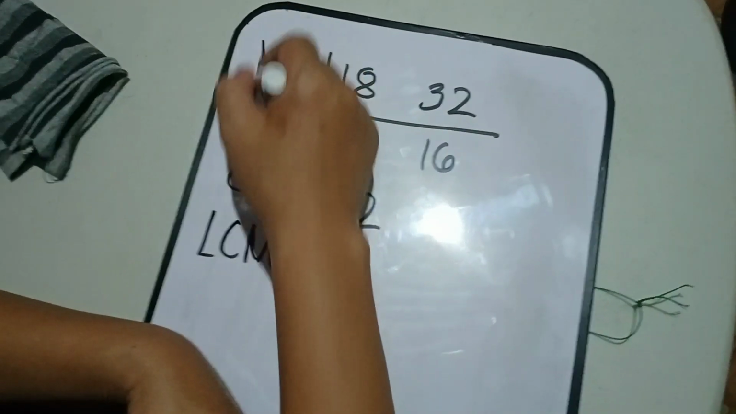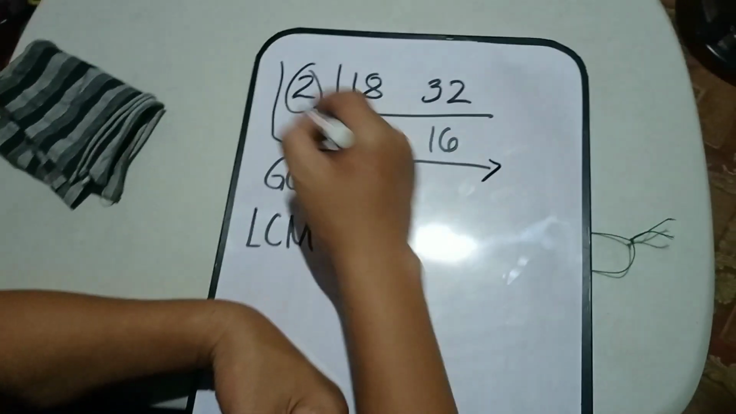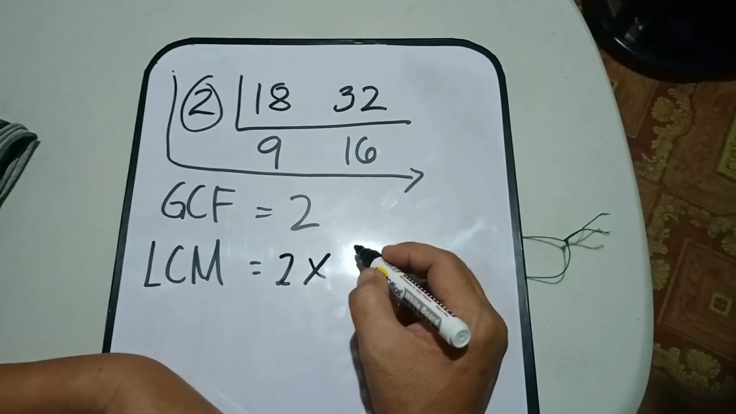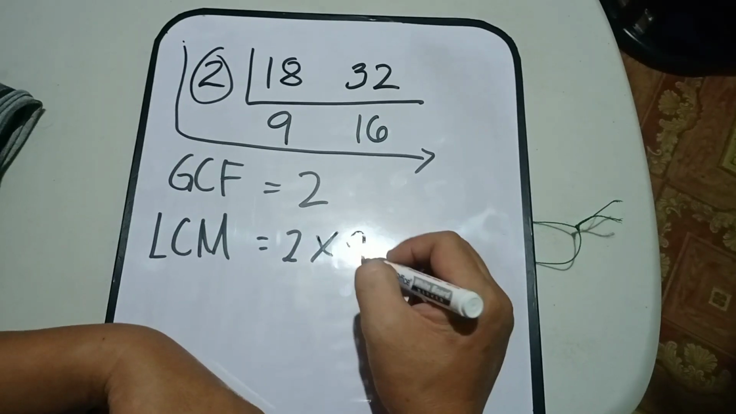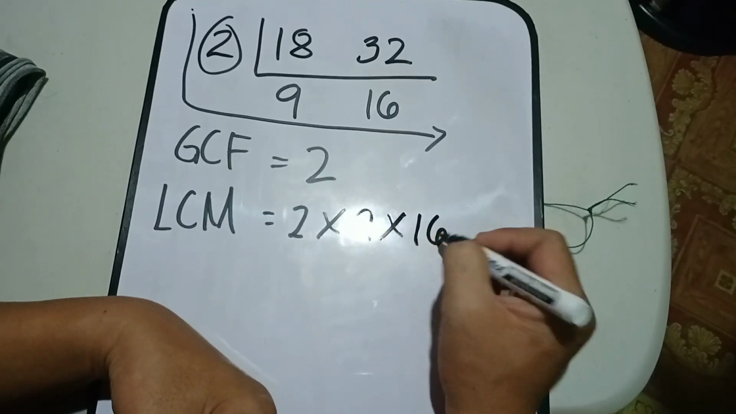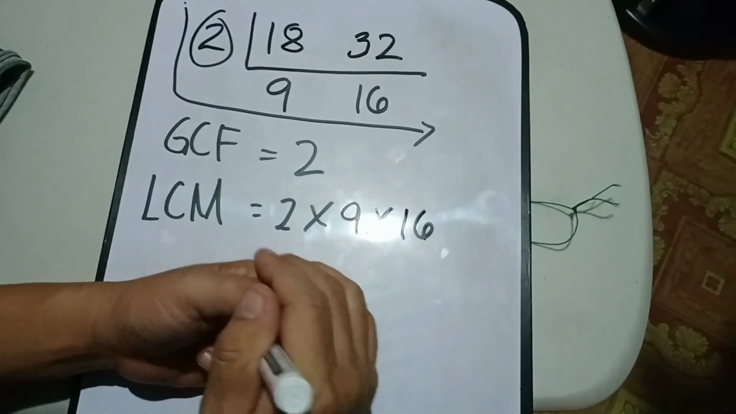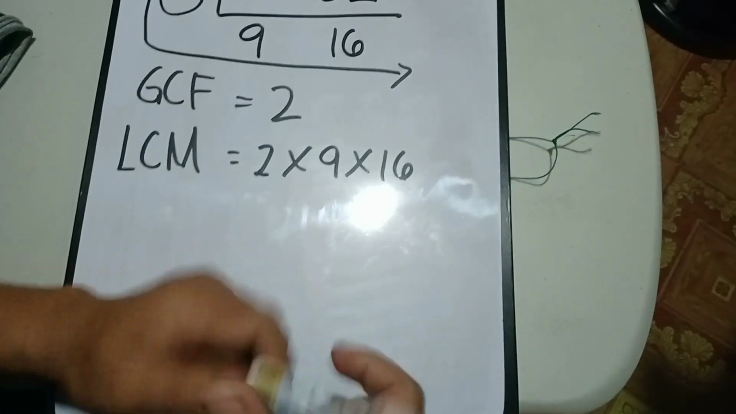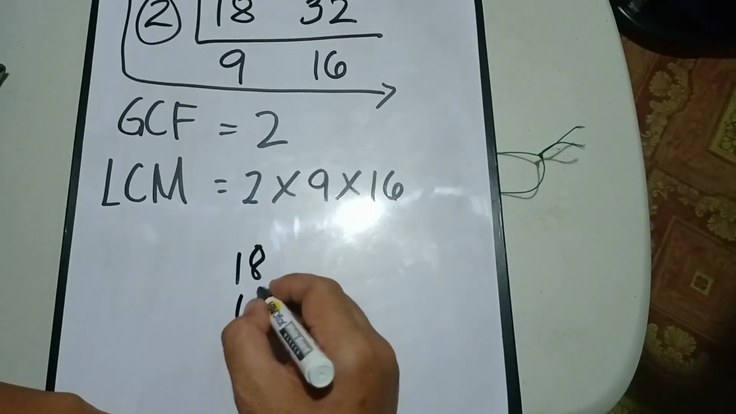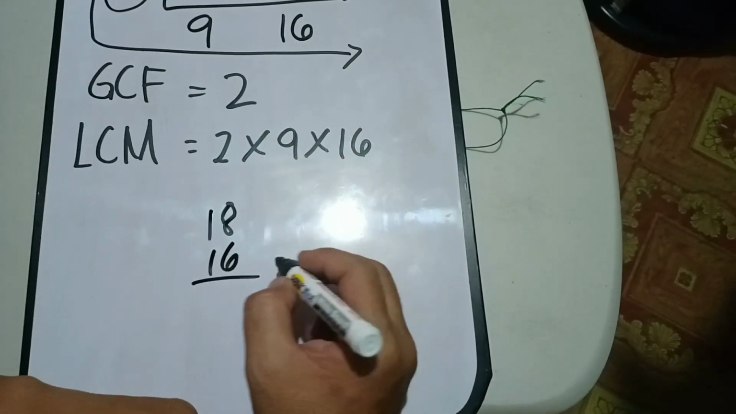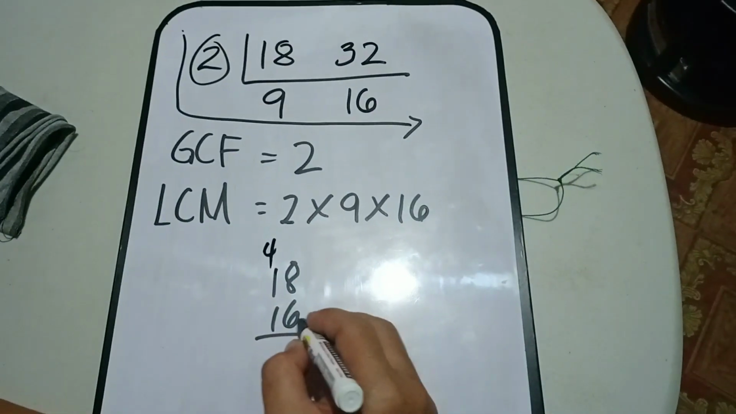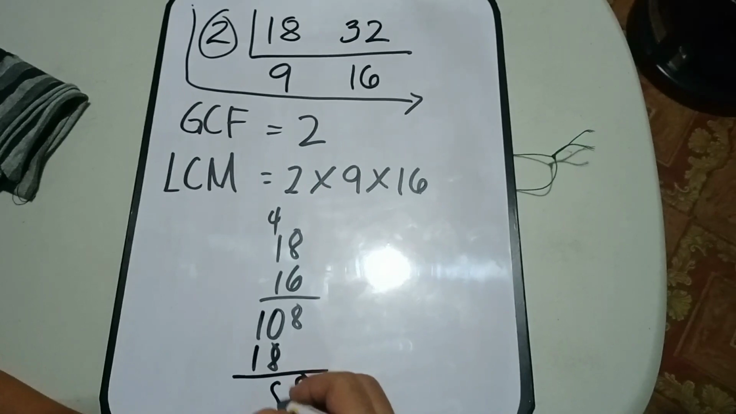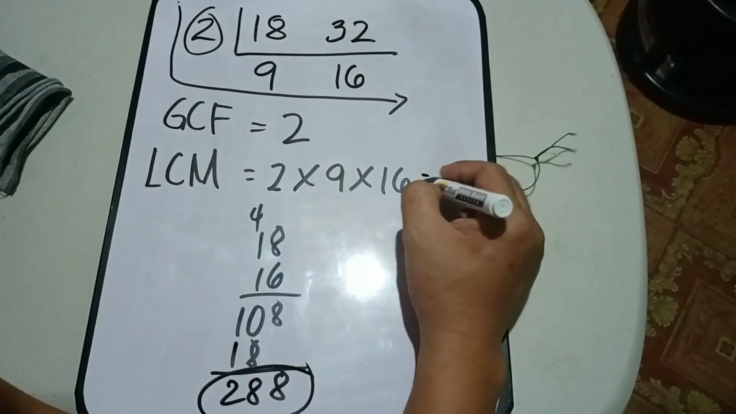Okay, ang LCM ay kasama ang lahat ng numbers from here up to there. So, that will be 2 times 9 times 16. Kasi wala nang common kay 9 and 16. So, the LCM will be 2 times 9 is 18 times 16. 18 times 16, 48, carry 4, 10, 8, 1. So, 8, 8, 2. So, the answer is 288.